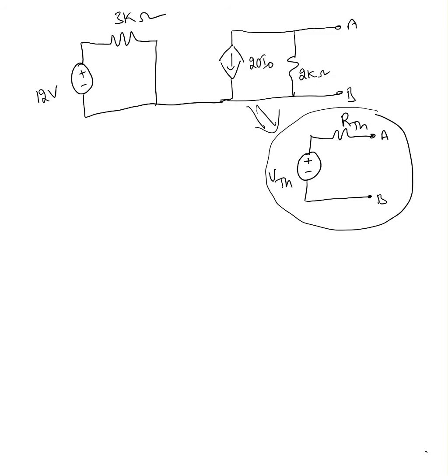In step 1, we're going to find V Thevenin, which is VAB in this case. VAB is VA minus VB. I'm going to ground VB and take that as a reference. So all I need to find is VA. VA is right here. So my goal is finding VA to find V Thevenin.